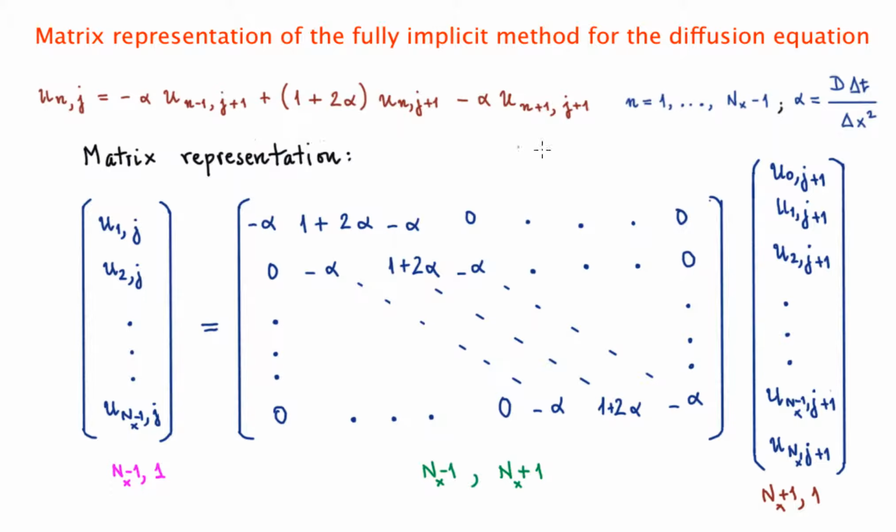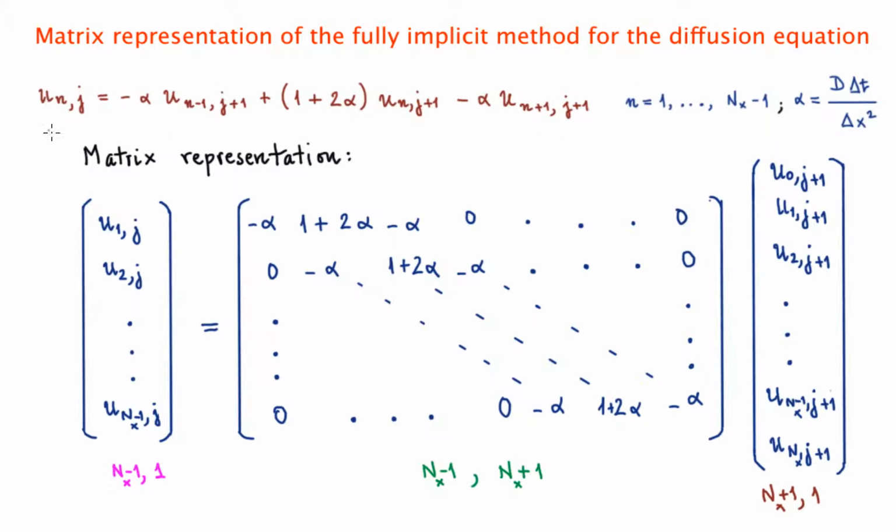We are going to analyze here the matrix representation of the fully implicit method for the diffusion equation. Okay, we already got the finite difference representation for the fully implicit method, which is this one. And these represent n minus 1 different equations that have to be applied at all the j times.